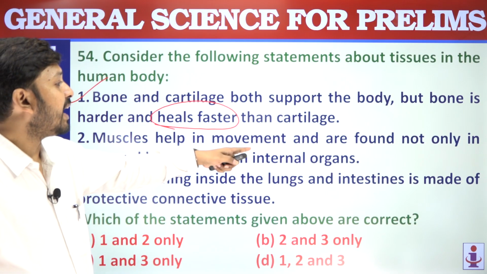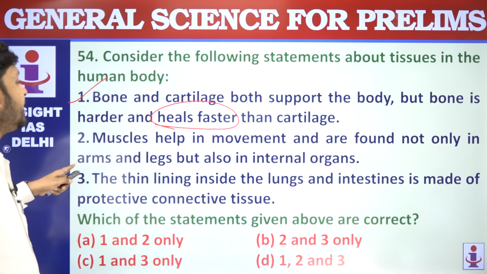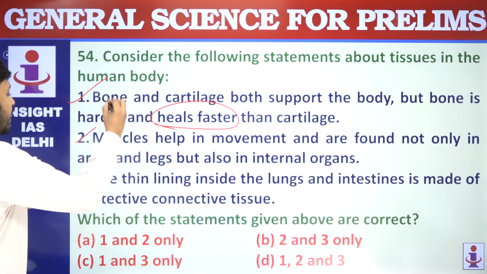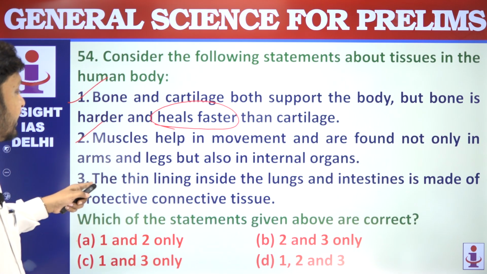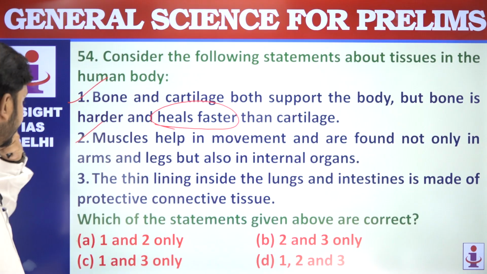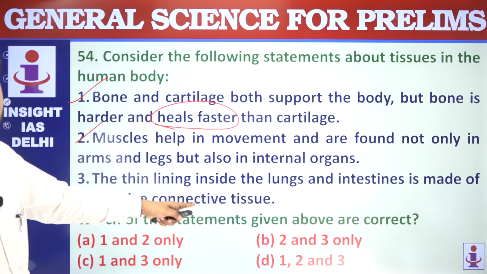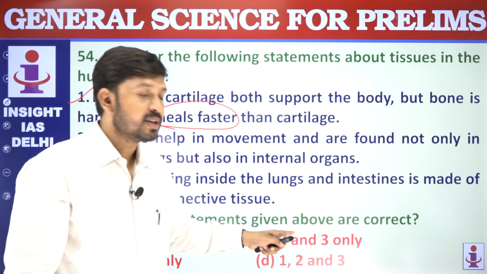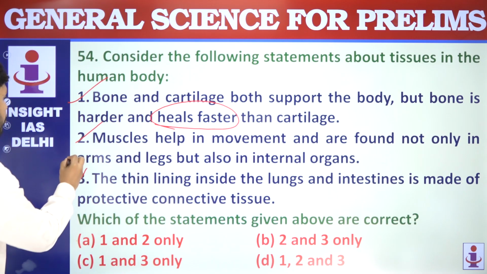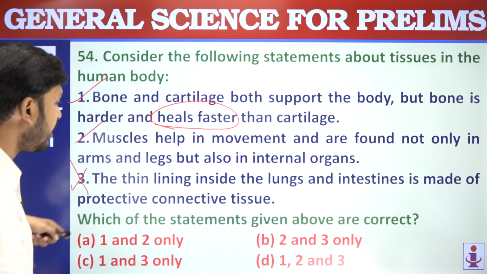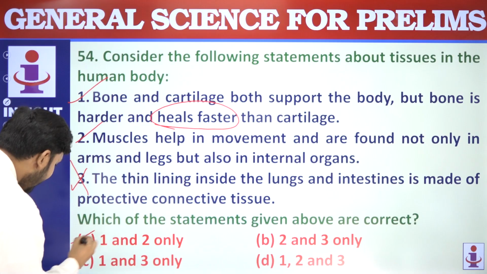Muscles help in movement and are found not only in arms and legs but also in other internal organs. This is also a right statement. The thin lining inside the lungs and intestine is made up of protective connective tissue. No, it is not protective connective tissue. So this is the wrong statement. Only 1 and 2 are right. So 1 and 2 are there in option A.